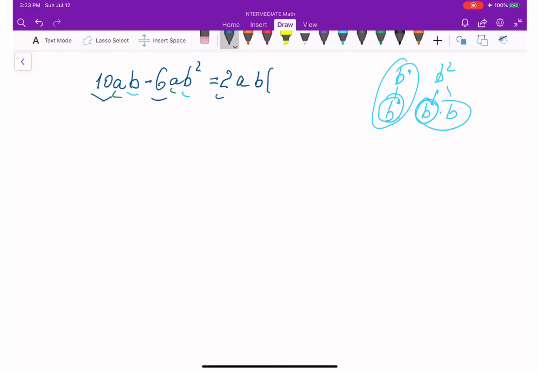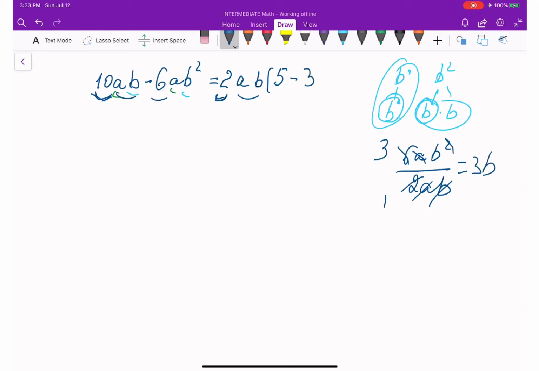So let's see what we have left. 10 divided by 2 is going to be 5. And ab divided by ab will be gone, right? Minus 6ab squared divided by 2ab. Okay? b is gone with this b squared, a is gone with this a, and 2 cancels with the 6 and leaves 3. We will have 3b.